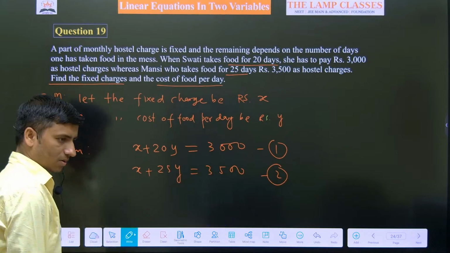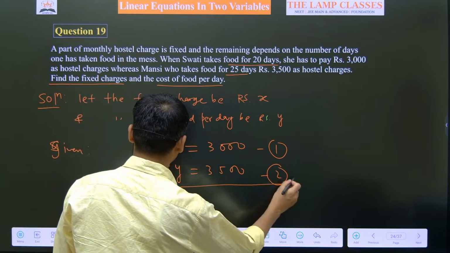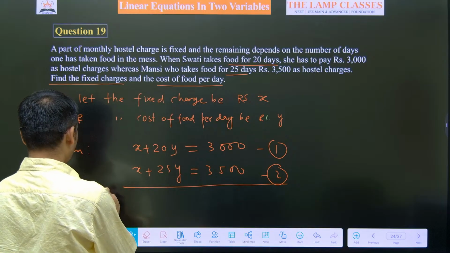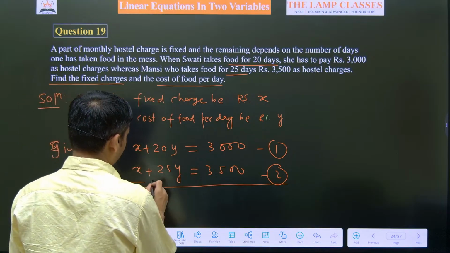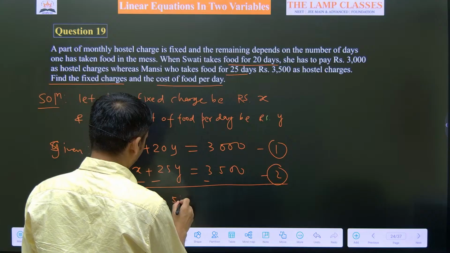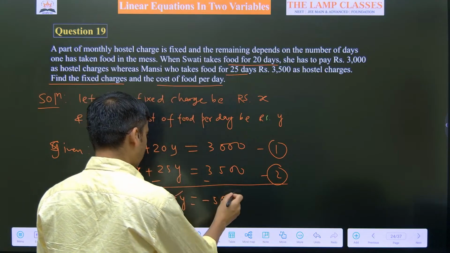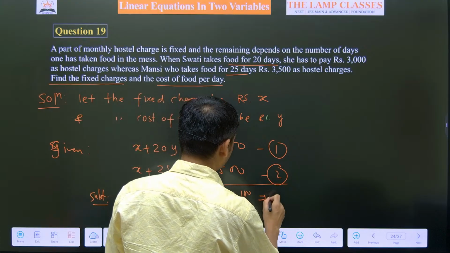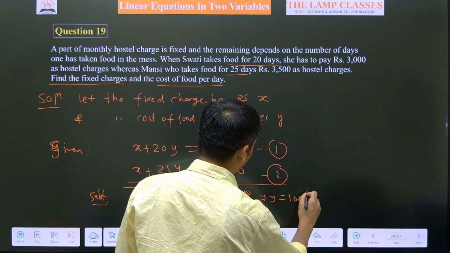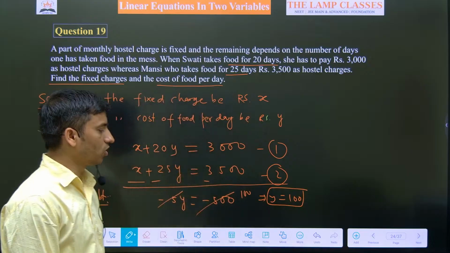We have to just subtract the equations now. So subtract them. When we subtract, change the sign, minus 5y is equal to minus 500. Cancel minus 5 with 100. So y is 100. That means the cost of the food per day one has to pay is 100 rupees.